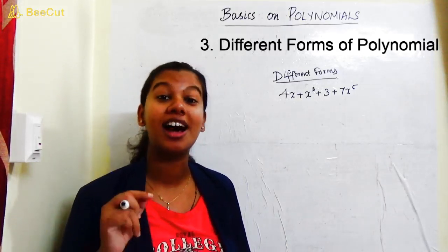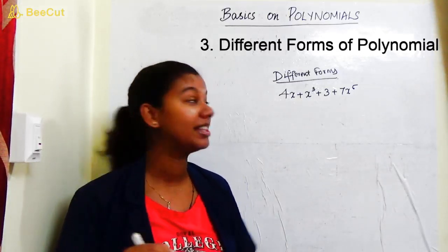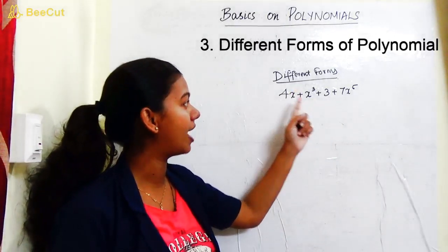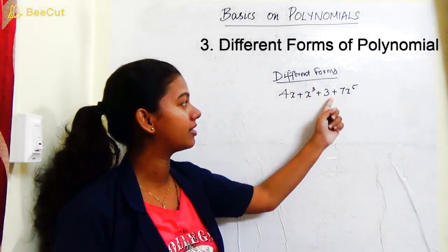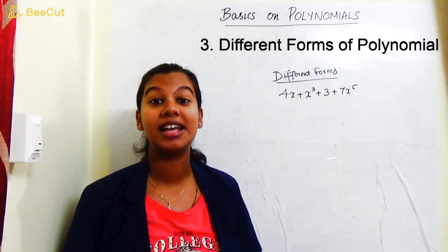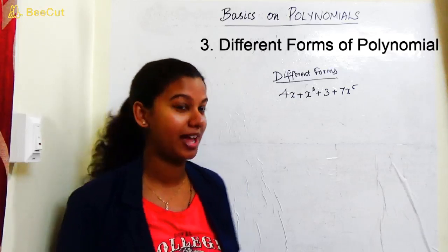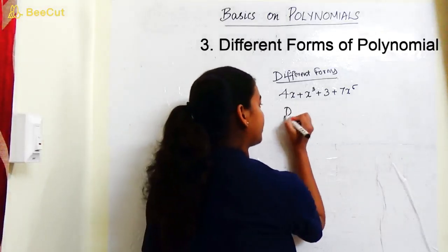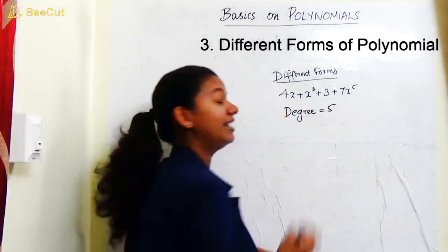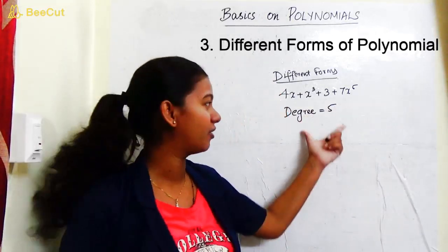Now we have to find the highest power of x. That will be the degree of this polynomial. See, x has the powers 1, 3, x raised to 0 we can say, and x raised to 5. So the highest power is 5. So we can say that the degree of the polynomial is 5.